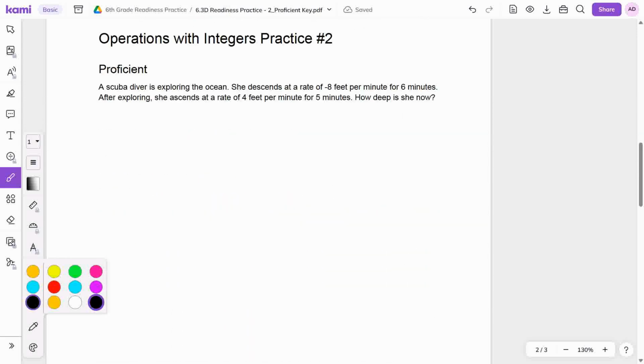All right, so for our next problem, we are exploring the ocean. So let's just get some waves right there. We have a scuba diver exploring the ocean, and she's descending at a rate of negative 8 feet per minute for 6 minutes. Okay, so we're going to come down here. So negative 8 per minute for 6 minutes. For 6 straight minutes, she's dropping 8 feet a minute.